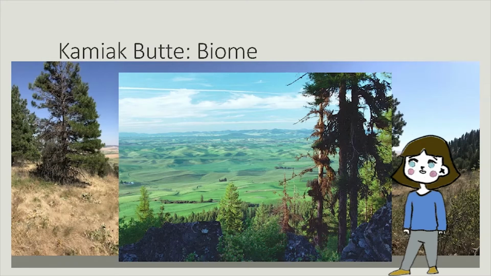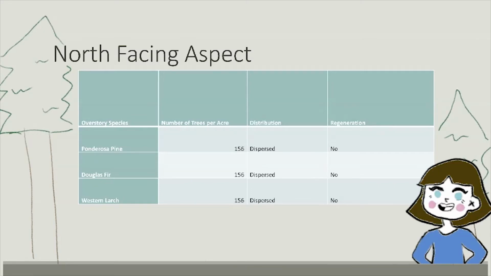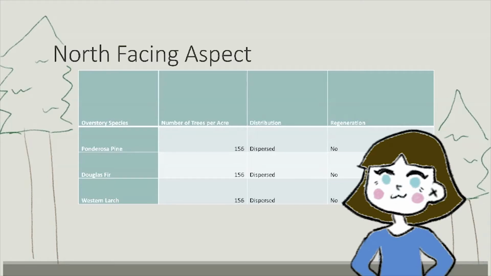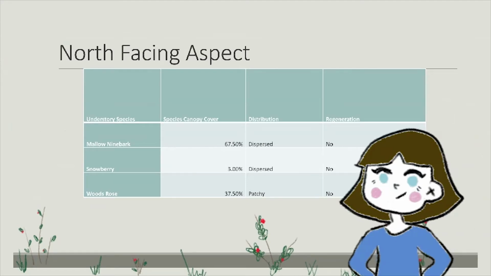Now let's see what we observed during our field report. Here is what we observed about the north-facing aspect of Kamiak Butte. Here, there are a lot of trees present with a couple of shrub and grass species thrown in as well. In the areas that we sampled, there were 156 ponderosa pine, 156 Douglas fir, and 156 western larch per acre. The understory species included mallow ninebark, snowberry, and woods rose.